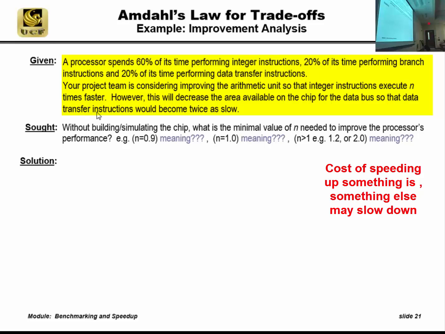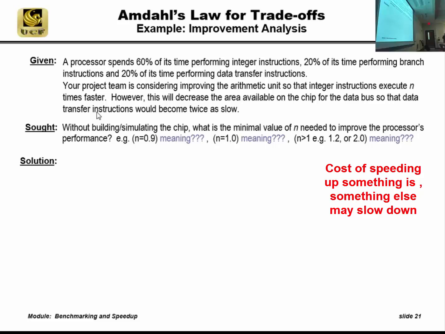However, this will decrease the area available on the chip. The data bus is going to be slower, twice as slow. There's always some trade-off. If we make some part of it faster, we have limited area. It's called real estate. If you want a nice garden in your yard, then you can't have a pool. If you want a pool, then you can't have an orange tree. Same thing here. We want to speed this up by a factor of 2, but you might end up slowing down something else. You're going to say, no, I want to do both. Well, you can, but then the chip costs more. They're giving you a limited area budget.